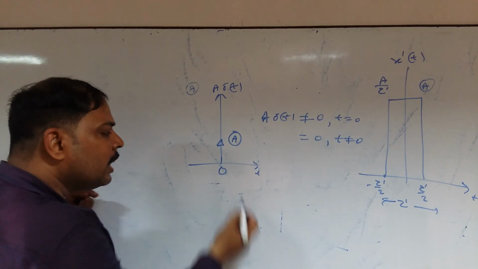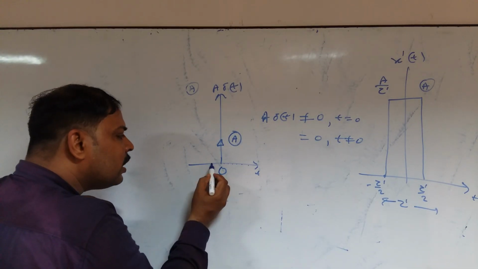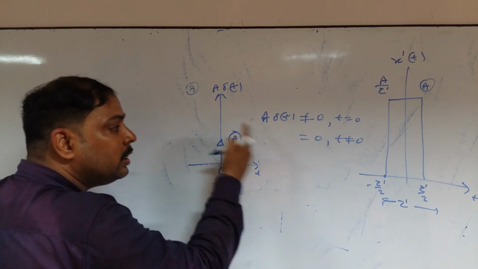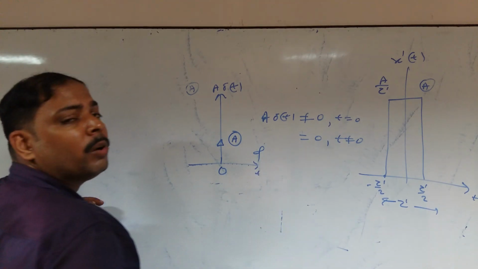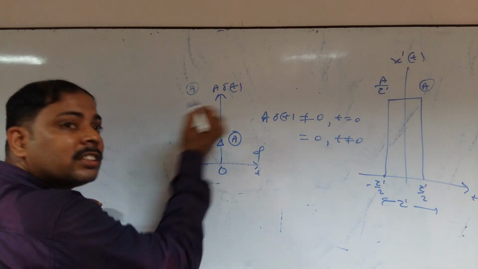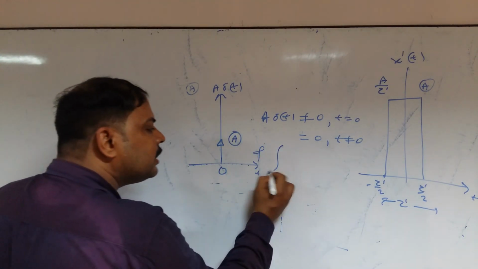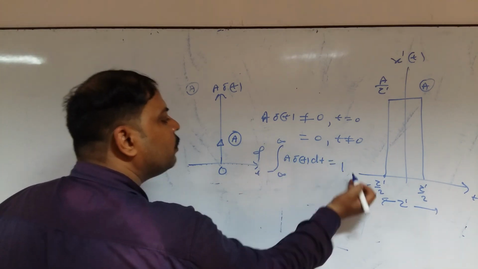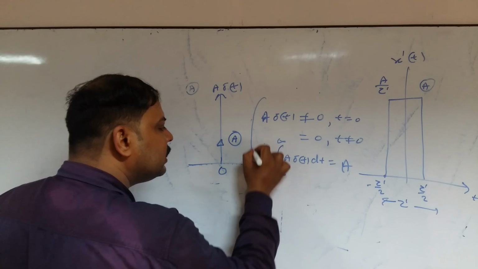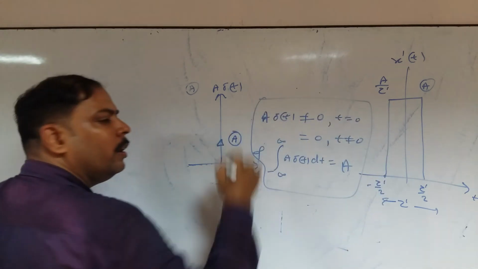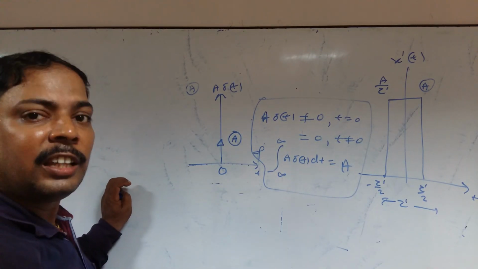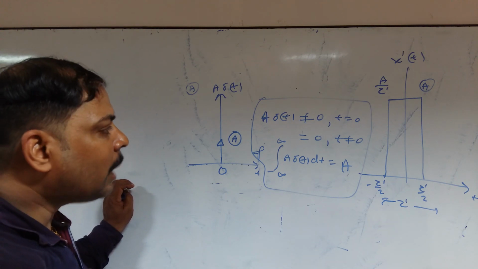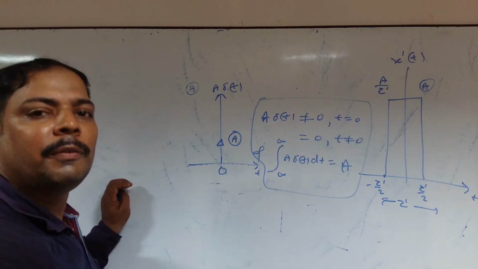T not equal to 0 means any point you consider other than time 0, so the height is 0. And the most important point is that the area under this curve is A. Integration from minus infinity to infinity of A del t dt is equal to A. This is the definition of an impulse having strength A, or area A. Area is sometimes known as the strength.